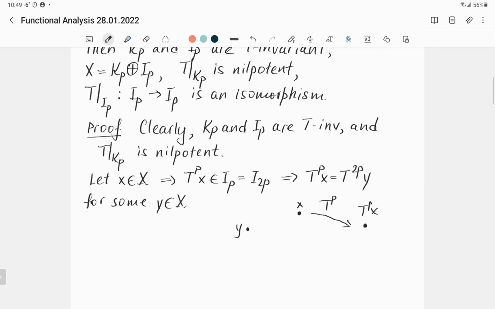Okay, so let's now apply T to the power P to y, and let's denote the result by x prime. So this is x prime, which is equal to T to the power P of y. It's clear that if we apply T to the power P again to x prime, then we get T to the power P of x. So this is T to the power 2P of y, which is equal to T to the power P of x.